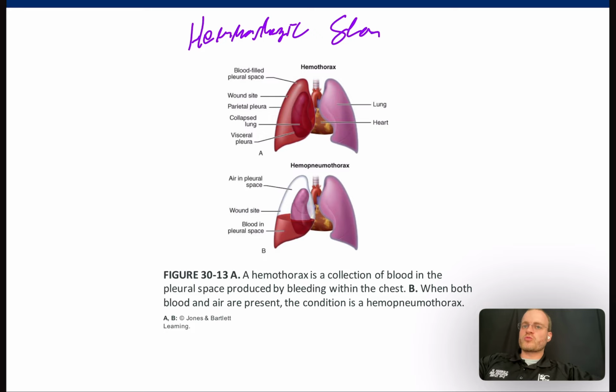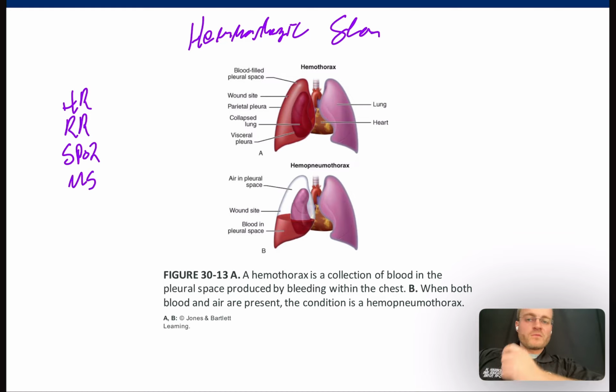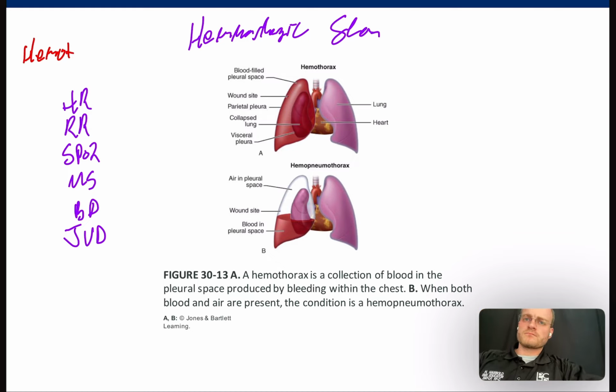And so let's just work through the vital signs on this real quick. Let's do it again. What's the heart rate, respiratory rate, SpO2, mental status, blood pressure, and JVD? So let's work through these. What are they going to be for a hemothorax? Heart rate, the patient's dying. It's going to go up. The cells are screaming for oxygen. They're screaming to get rid of the carbon dioxide. It's going to tell the heart to speed up. So the heart rate will go up.